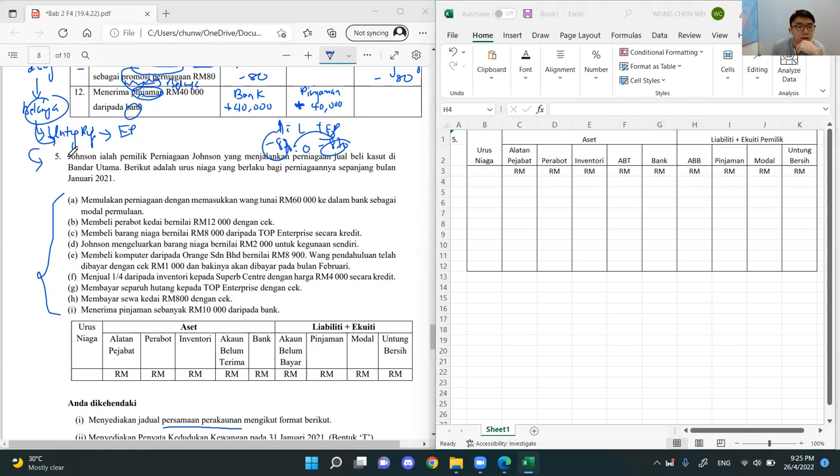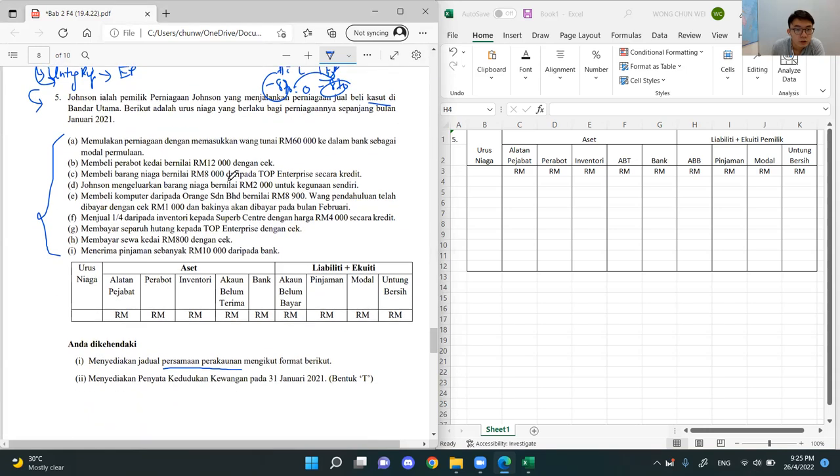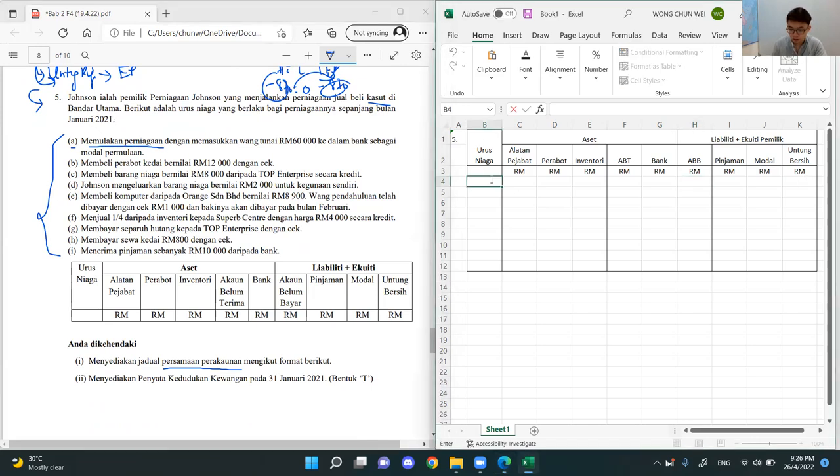Okay, let's read from the top. Johnson ialah pemilik perniagaan Johnson yang menjalankan perniagaan jual beli kasut di bandar utama. Berikut adalah urus niaga yang berlaku bagi perniagaannya sepanjang bulan Januari 2021. So now look at A. Dia cakap dia memulakan perniagaan. Can you see it? So ini dia just about to start this perniagaan starting from January 2021. So the urus niaga, let's say A.